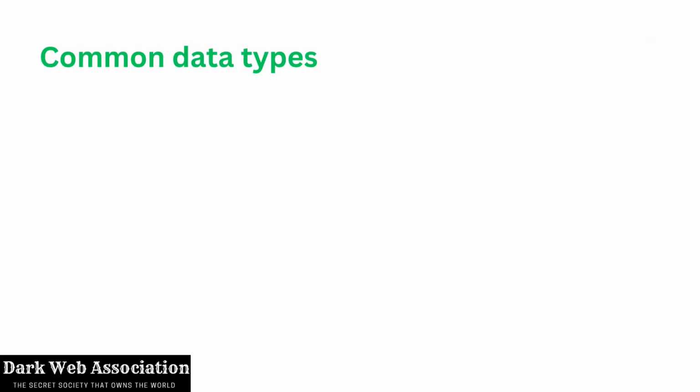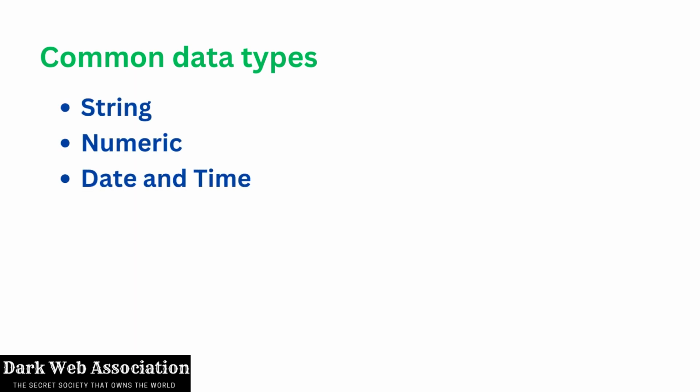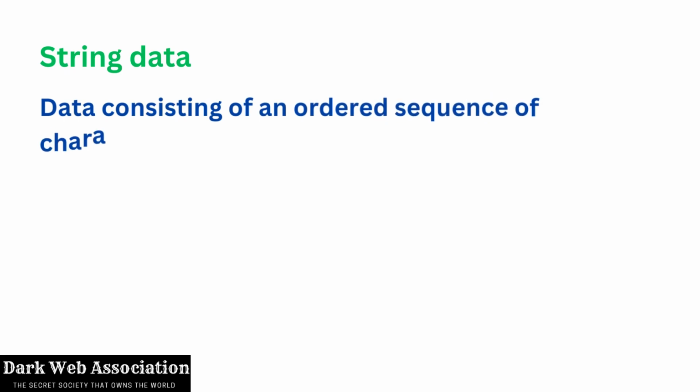In this video, we're going to continue using SQL queries and filters, but now we're going to apply them to new data types. First, let's explore the three common data types that you will find in databases: string, numeric, and date and time. String data is data consisting of an ordered sequence of characters. These characters could be numbers, letters, or symbols. For example, you'll encounter string data in usernames, such as a username, analyst10.